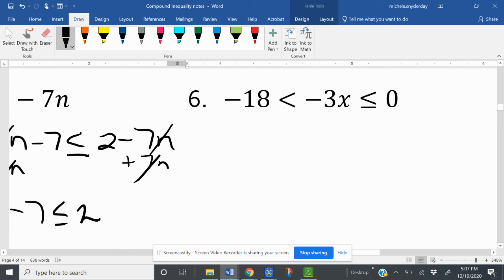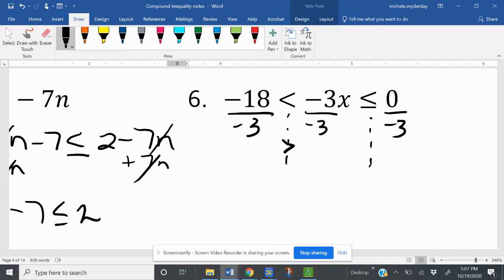Number 6 is pretty simple. I think we can do this in just one quick move. We've got to divide everything by a negative 3. Now, the only interesting thing about this is that when we divide by a negative number, both of our inequalities have to change. So this one should go this way, and this one needs to also change its direction.